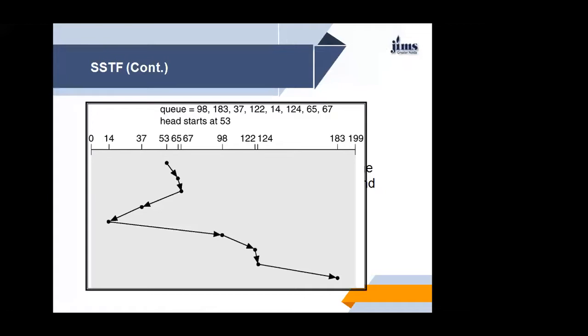Although the SSTF algorithm is a substantial improvement over the FCFS algorithm, it is not optimal. In the example, we can do better by moving the head from 53 to 37, even though the latter is not closest, and then to 14 before turning around to service 65, 67, 98, 122, 124, and 183. This strategy reduces the total head movement to 208 cylinders.